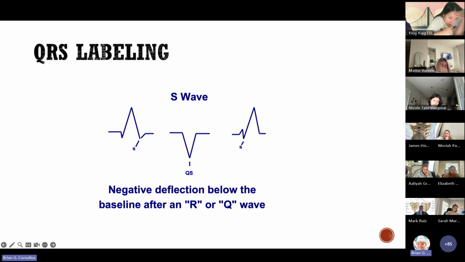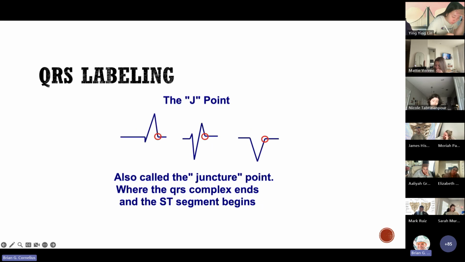So if you're looking at these complexes here, you can make out in that first one you have a traditional QRS. The one in the middle, you don't really have an R because it's a negative deflection, so it's like a QS. And then that third complex over, you have a Q, then an S, and then your R to follow that. So it can be kind of a confusing setup depending on what's going on.